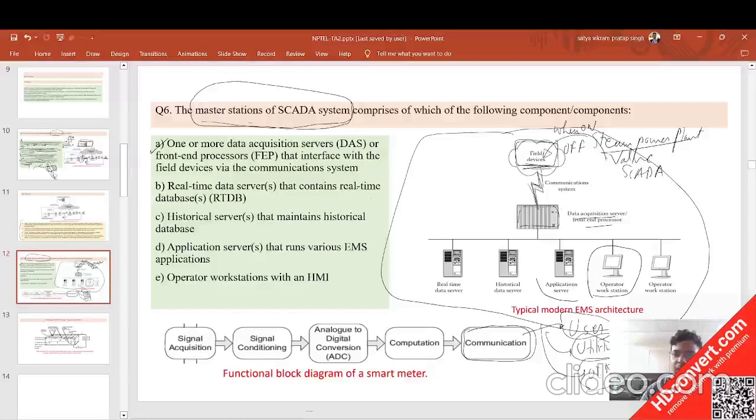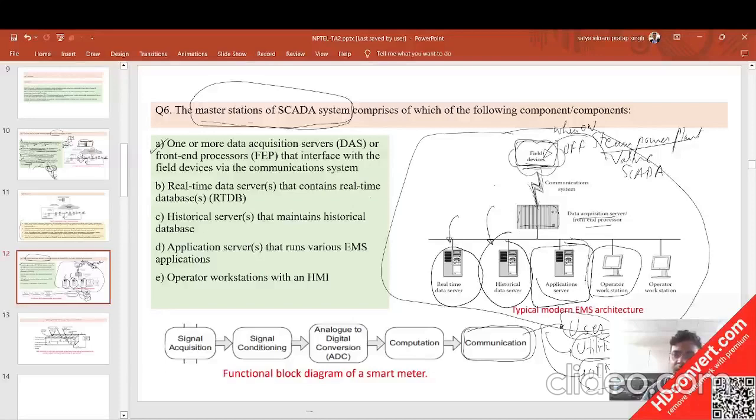Why? Because if the communication network is of long length, then data loss can happen between them, so it is specified to a certain power level. After that, it can be converted into digital form or any data related system. Then it is transferred to the various servers. This is the real time database server, which saves this data. Then the historical data server saves data for historical use. Then there is also an application server.